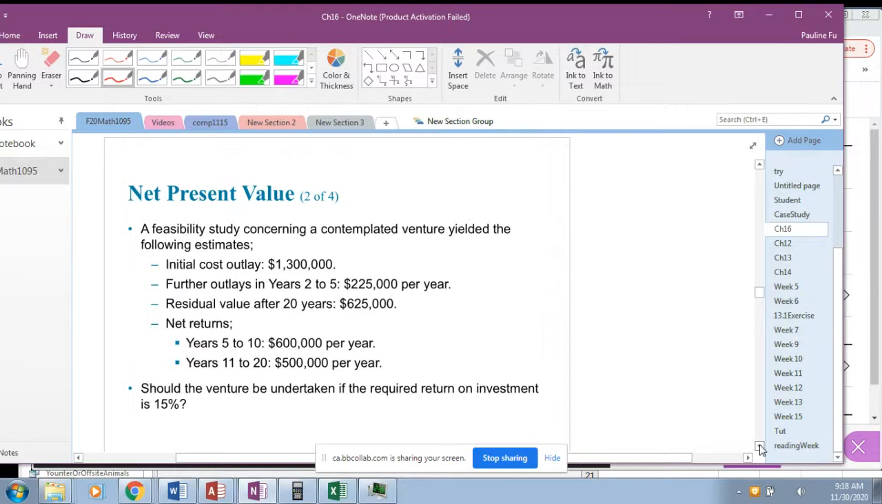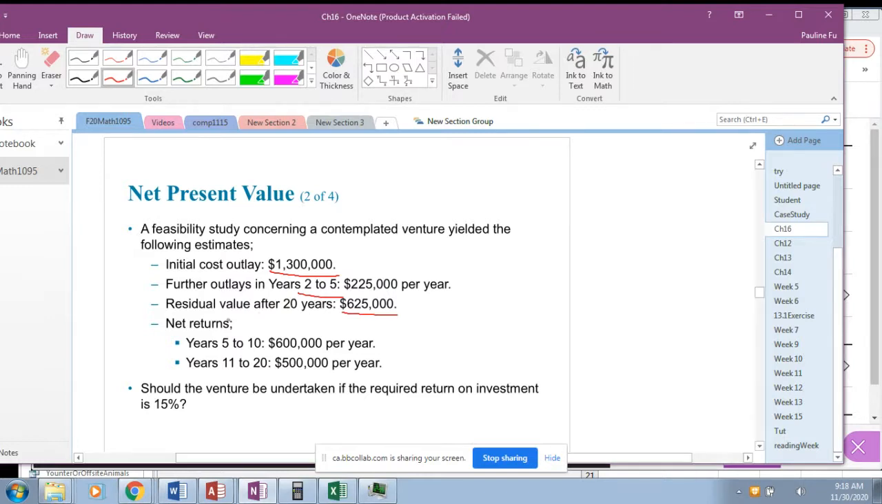Now we take a look at an example. A feasibility study concerning a contemplated venture yielded the following estimates. Initial cost outlay 1,300,000. Further outlays in years 2 to 5, 225,000 per year. Each year you have to pay this money from year 2 to year 5. Residual value after 20 years, 625,000. So those are the costs.